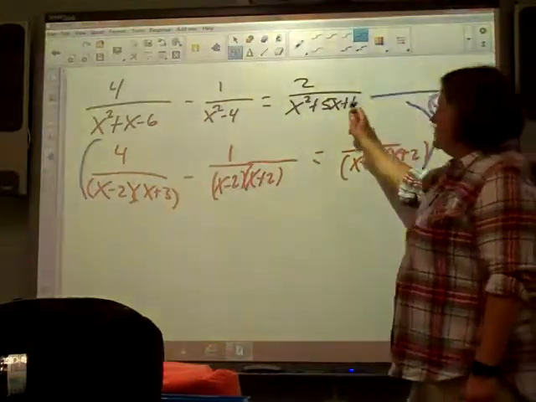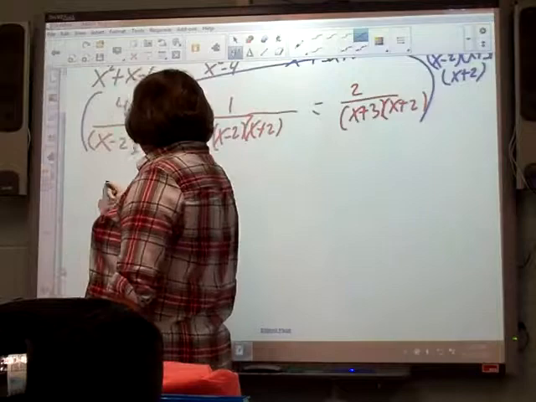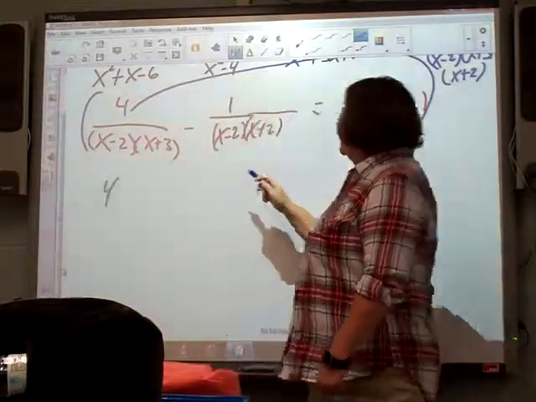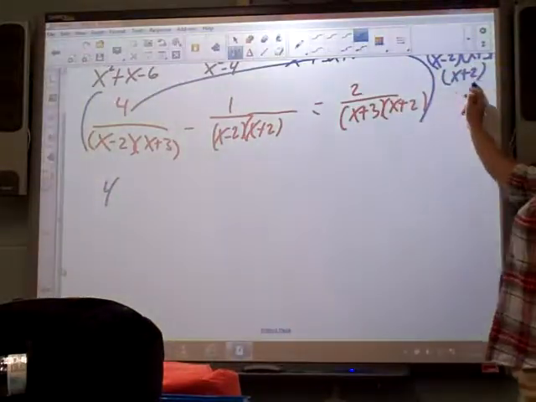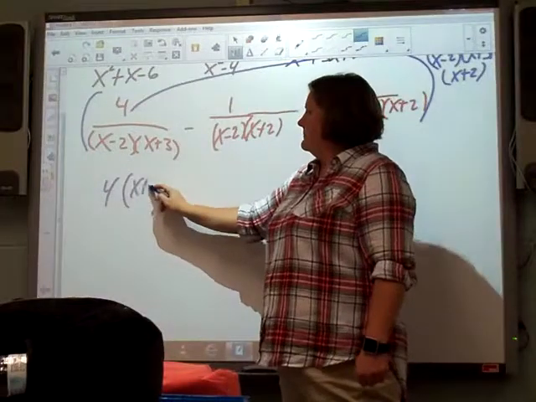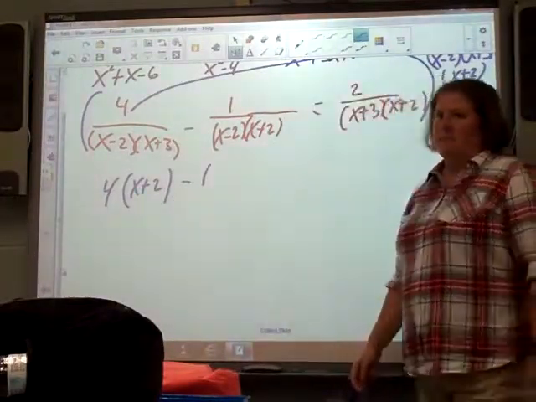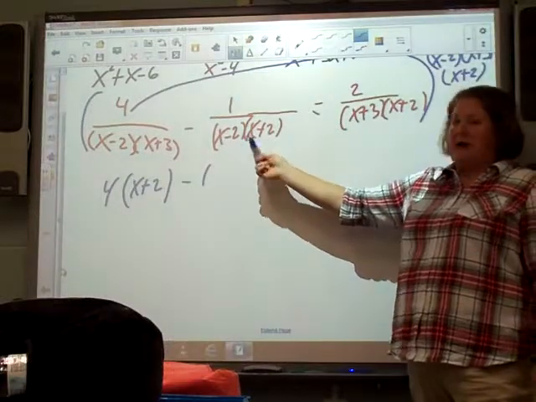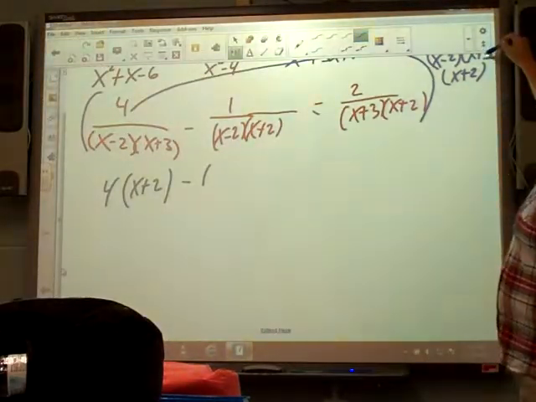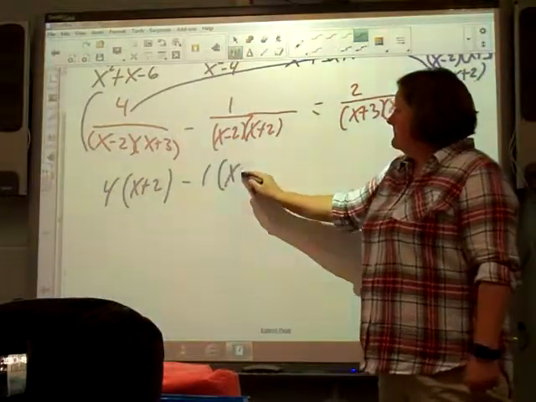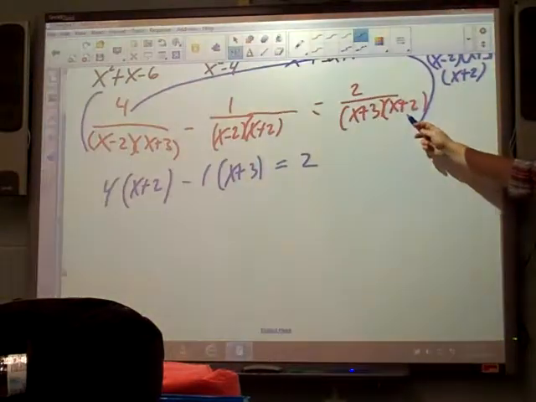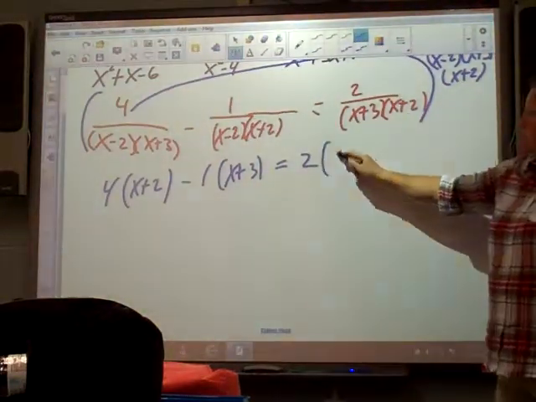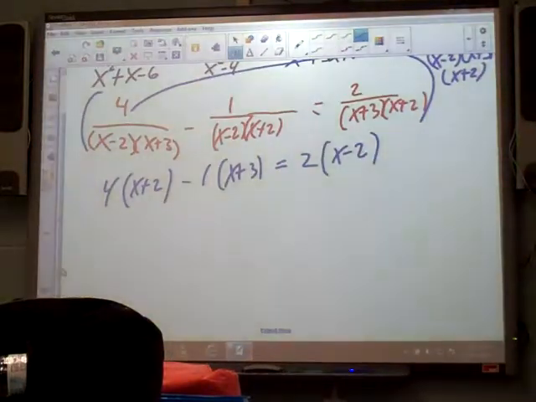Alright, so when we take this to the 4, got my 4, x minus 2 will cancel, x plus 3 will cancel, the one I have left is x plus 2. Minus 1, the x plus 2's and x minus 2's cancel. The thing it has left is the x plus 3. Equals 2. X plus 3 and x plus 2 cancel. The thing it has left is x minus 2. You all right on that?